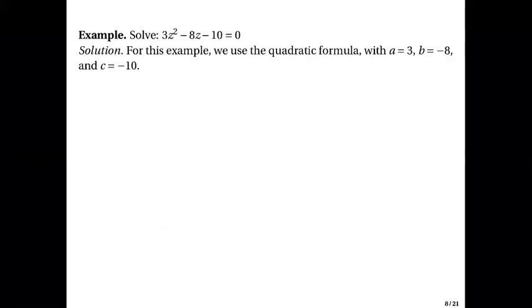Next example here. 3z squared minus 8z minus 10 equals 0. So for this, we use quadratic formula. A equals 3, the coefficient of z squared, that's 3. B equals the coefficient of z, so minus 8. C, that's the constant part, that's minus 10.